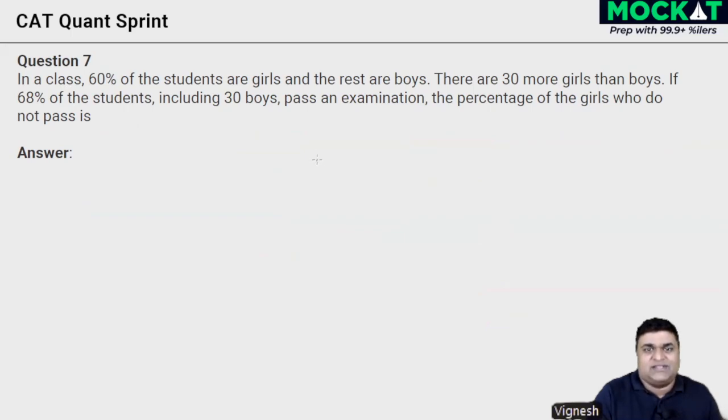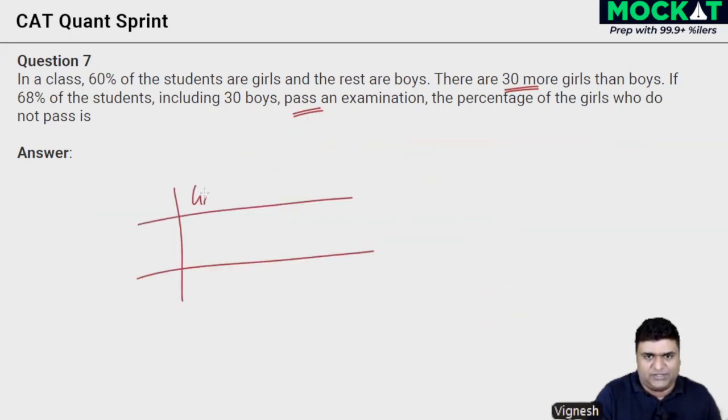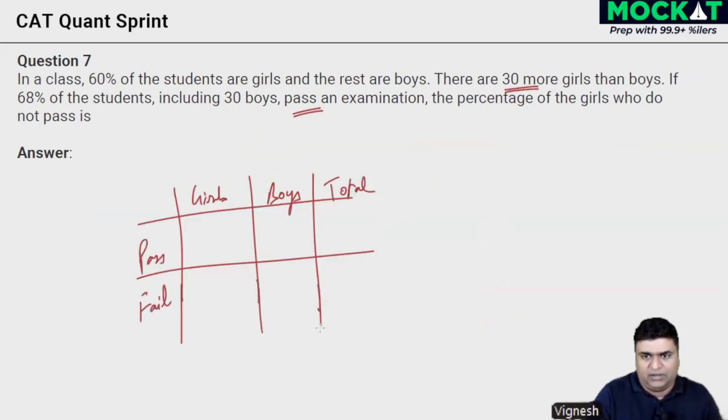In a class, 60% of the students are girls and the rest are boys. If there are 30 more girls than boys, we are given an absolute value over here. If 68% of the students, including 30 boys, pass an examination. So straight away, you should know there are 2 attributes: girls and boys, pass and fail. So let's take girls over here and then boys, and then the total. Always form a table in these scenarios: a pass and a fail, and you have another total.